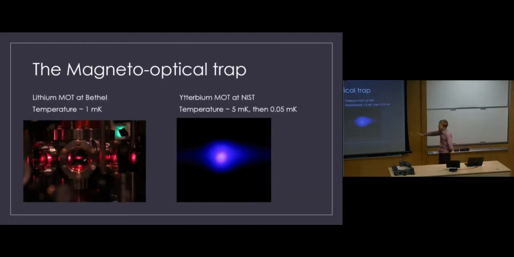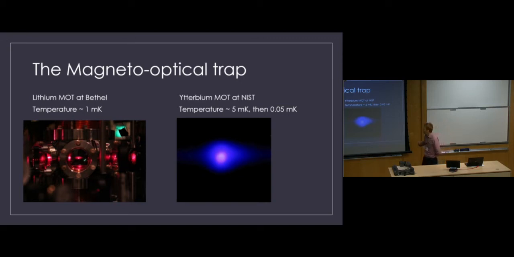This is a lithium MOT at Bethel. So right here is a cloud of atoms. It's probably something like 1 million atoms at a temperature of about 1 millikelvin. As I said, I inherited that apparatus from a previous professor. I'm still trying to figure out how to make it work precisely.